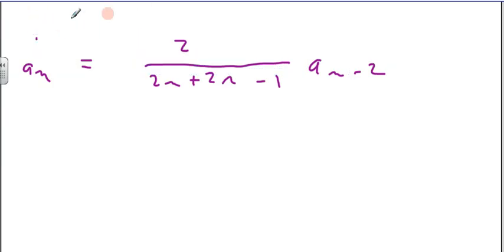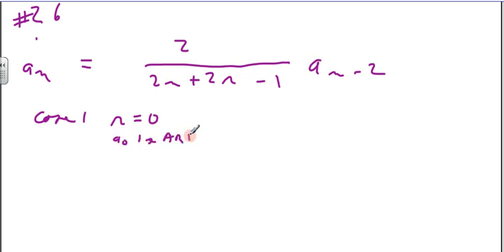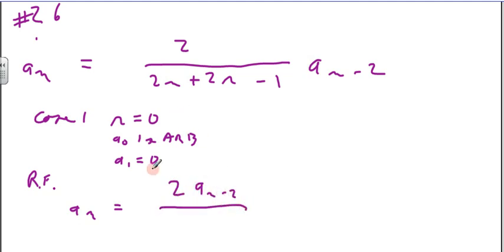We're still doing number 26. Okay, case 1. r is equal to 0. a0 is arbitrary. a1 is 0. My recurring formula becomes a_n is equal to 2 a_(n minus 2) divided by r is 0, 2n minus 1. 2n minus 1.